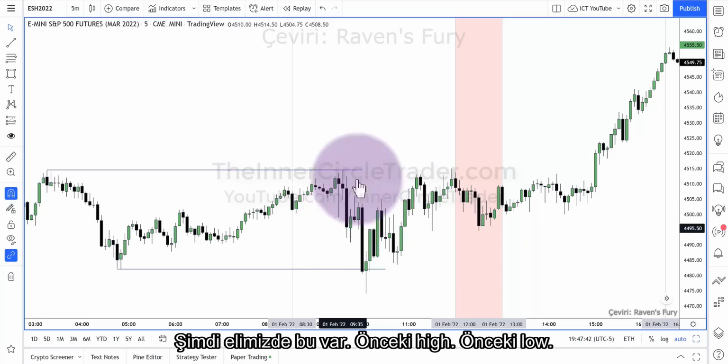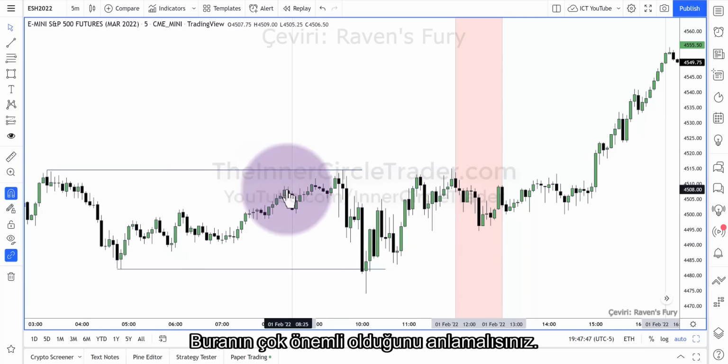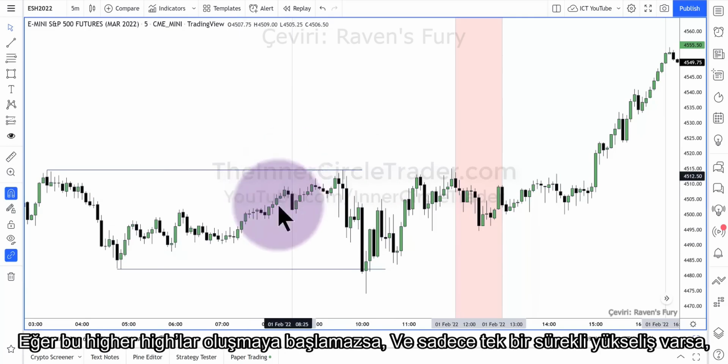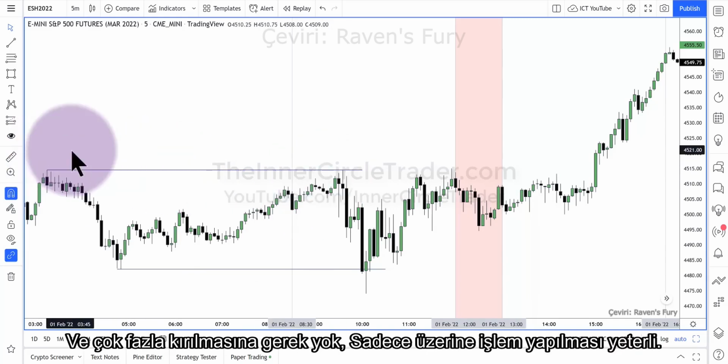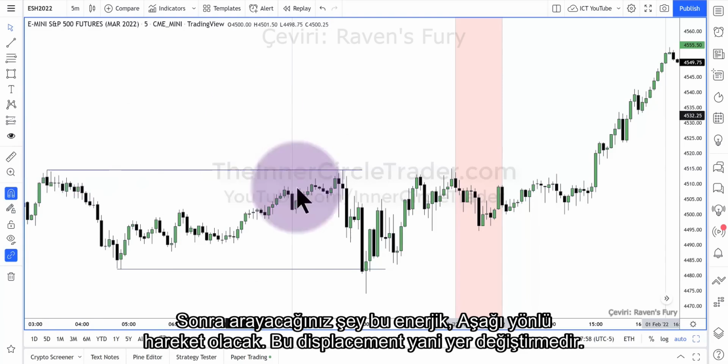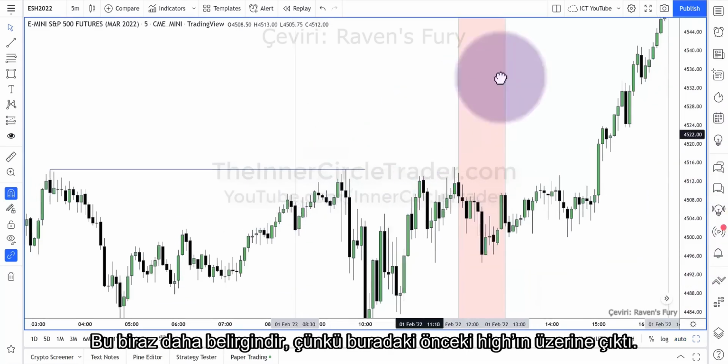So now we have this previous high, previous low. Now, this is really important that you understand this part here. If we don't start seeing these higher highs forming and it's just one steady run up, then you anticipate a high like this to be taken out. And it doesn't need to be taken out by much. Just trade above it. And then you want to look for this energetic movement lower. That's displacement, where it's really animated. So in other words, it would look like this when you're looking at your chart.